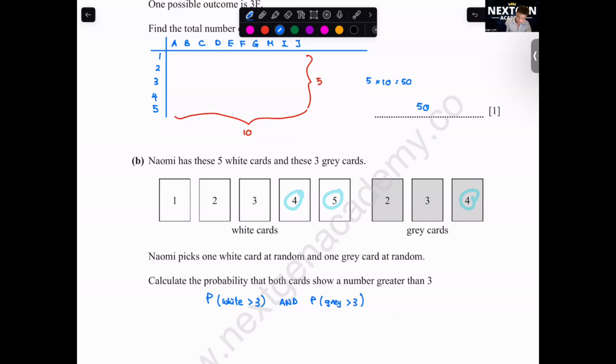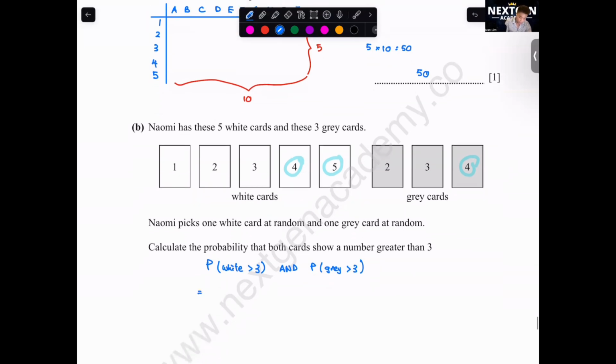When you see an AND type of probability question, what we need to understand is to multiply. If you all go back to your notes on the topic of probability, if you want both events to happen, so event A and event B, you take the first probability multiplied by the second probability. If it's OR, that means first event or second event, then we take a plus. That's the calculation. So for white, how many are greater than 3? 2 out of 5. Gray greater than 3, 1 out of 3. Calculate this, you get 2 over 15. So you write down at the side, if it's OR, then we use plus.